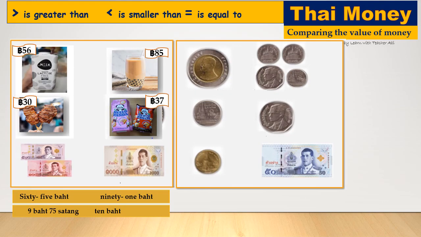Okay, great. So that's all for today. Next time we'll talk about comparing the value of money. So greater than, more than, less than or smaller than, and equal to.